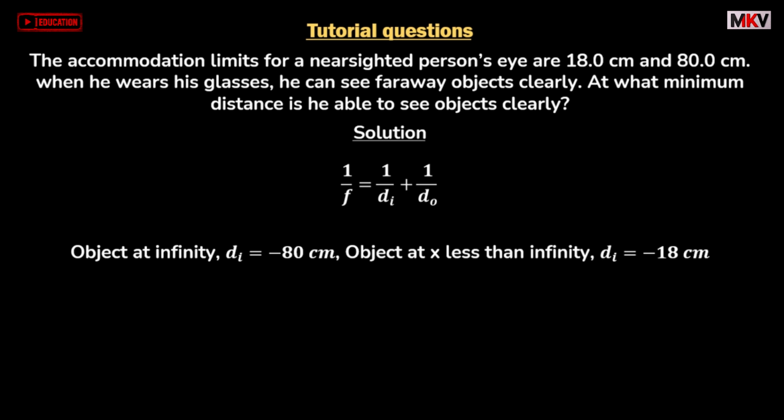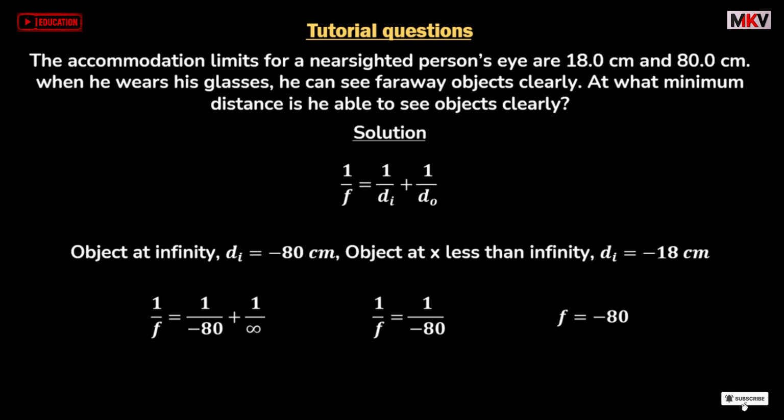So therefore, we can use this first scenario to find the focal point of the lens. So 1 over f is equal to 1 over di, which is minus 80, plus 1 over infinity, which is the object distance. So therefore, our focal point here is equal to minus 80 centimeters. So that is the focal point of the diverging lens.